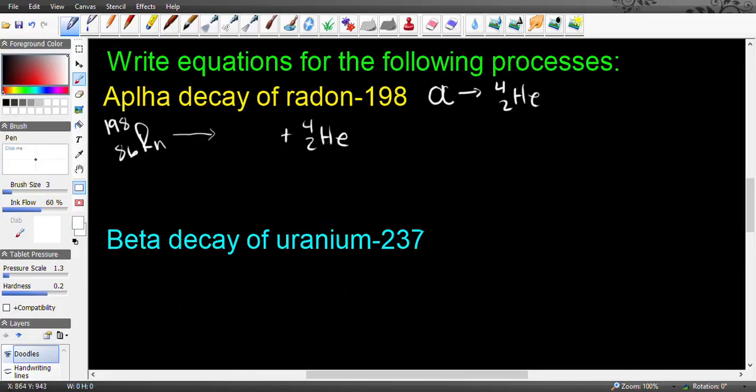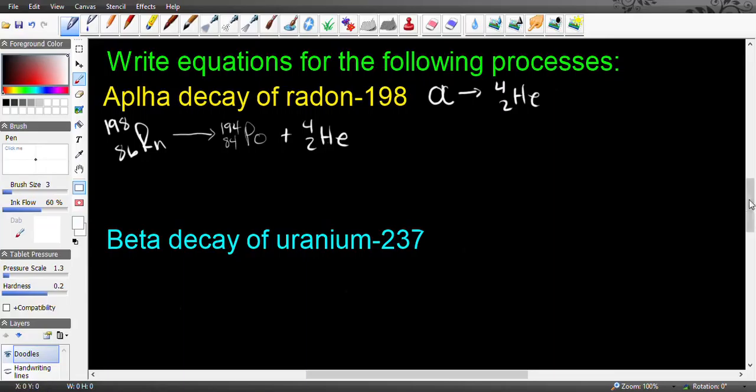These have to equal the same number on both sides of the equation, just like when you're balancing an equation, except you have more numbers to pay attention to here. So 86 minus 2 is going to give us 84, and 198 minus 4 is going to give us 194. And so we'll look up which element this is. In this case, it would be polonium, so it'd be Po.